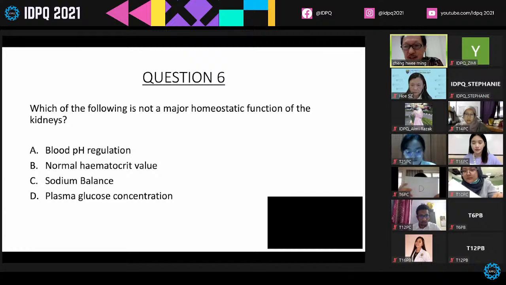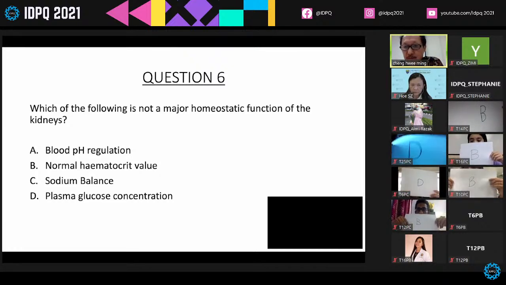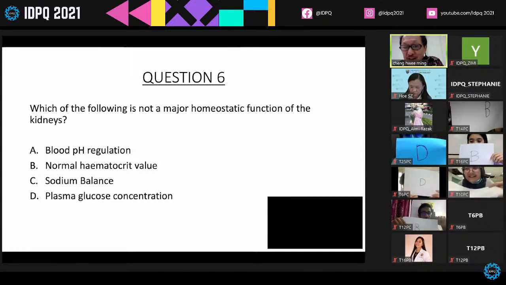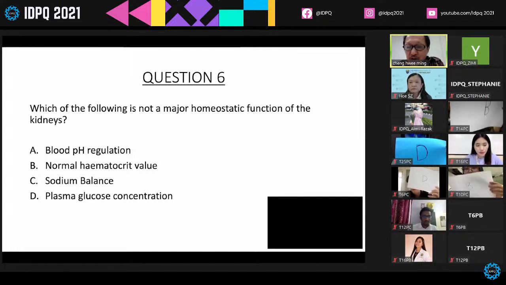Okay, time's up. Hold up. Okay, the blood pH definitely, hematocrit yes, because it's by EPO, erythropoietin. Sodium balance definitely, but so the answer is actually plasma glucose concentration. That is under insulin action, not the kidney. Okay, so keep your answer up. So 14 is wrong, 25 is correct, 16 is wrong, team 6 is correct, team 10 is wrong, and team 12 is wrong. Thank you very much.